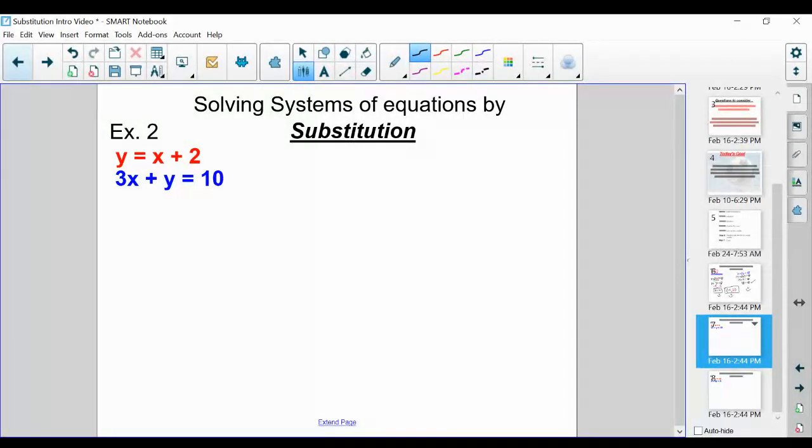So we're going to substitute the value of x plus 2 into the other equation where we see y. So it's going to turn into 3x plus, in parentheses, x plus 2, and that's equal to 10. We're going to distribute if necessary. Well, there's no number on the outside of the parenthesis. It's only 1. So if you want to show multiplying by 1, you can, but there's nothing really happening here. So let's drop those parentheses.